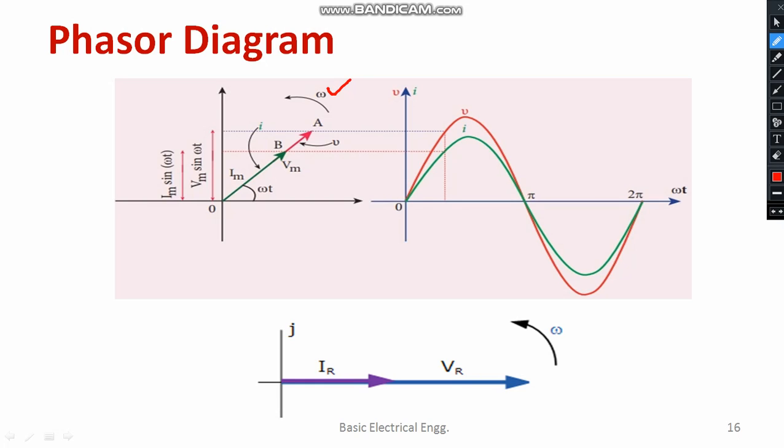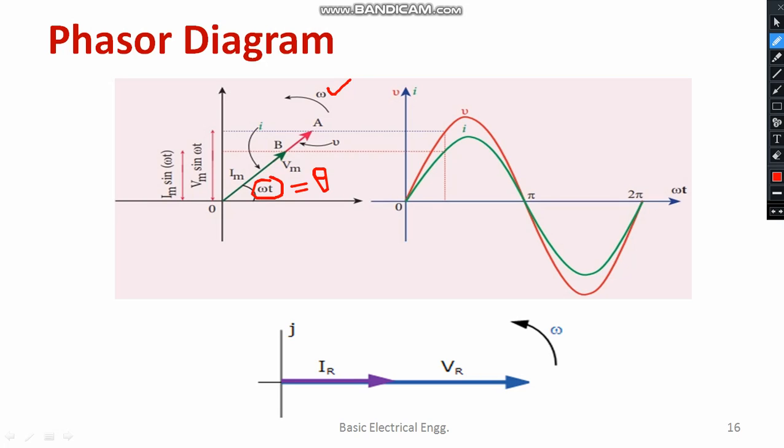So the omega t, that is, v is equal to Vm sin omega t, and i is equal to Im sin omega t, or you can represent it as theta. Now if you extrapolate, you will get the instantaneous value. It is very easy to identify the instantaneous value.